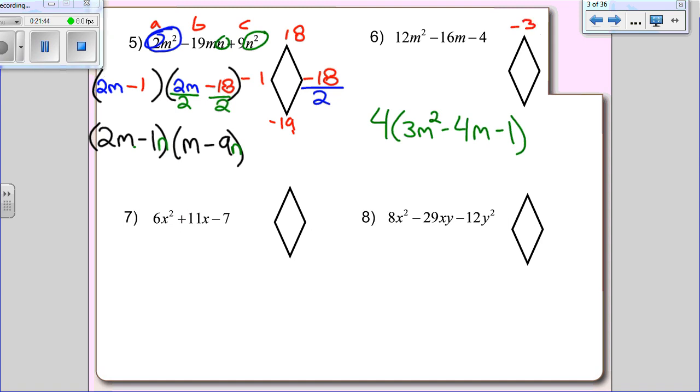The only things that multiply to be 3 are 3 and 1. I'm never going to get 3 and 1 to add to be negative 4. So that's not going to work out for me. So this thing could not be factored further. The only factor you could take out was a GCF. It would not be diamond method factoring.